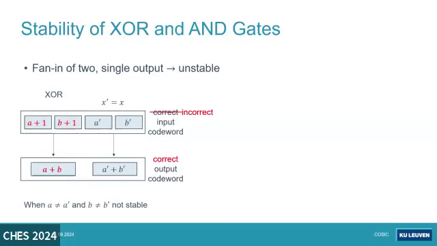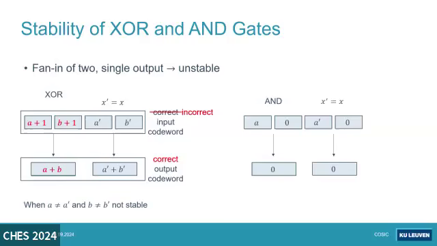So we can say that if there's a fault injected to A, either A or A prime, at the same time there's a fault injected to B or B prime, we know that XOR gate is not stable and the fault is not going to be propagated to the output. And let's see what happens with the AND gate. So first we have the input A, and the second input is assumed to be 0, and we know that output is 0. Again, we duplicate it.